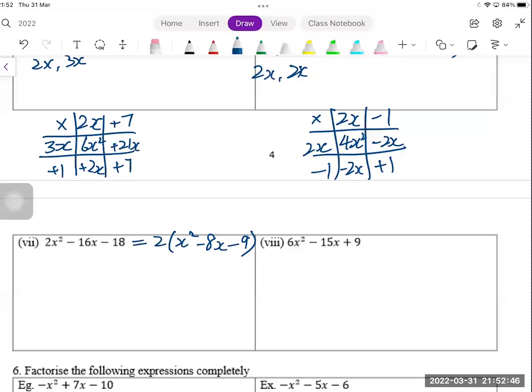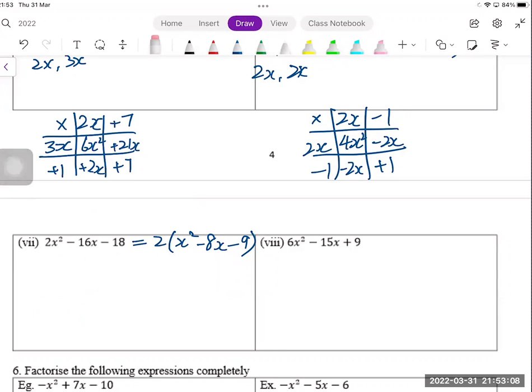Suddenly does this look more manageable to try out? Of course, because over here there'll be a lot of combinations where numbers get very big, negative 18 and 2x, there's so many combinations you can try, you'll take out a lot of time. But being able to do such factorization will save you quite a lot. So now I have x squared minus 8x minus 9.